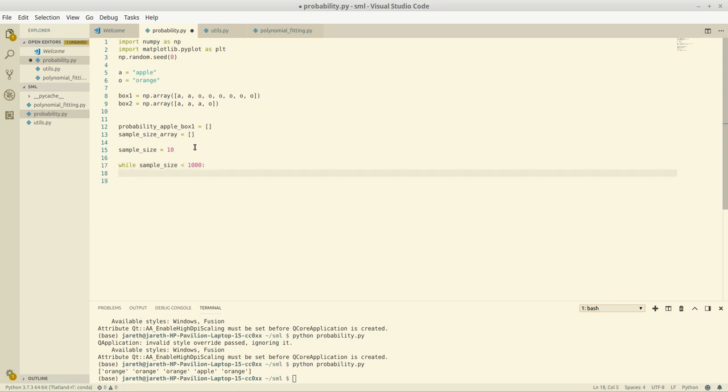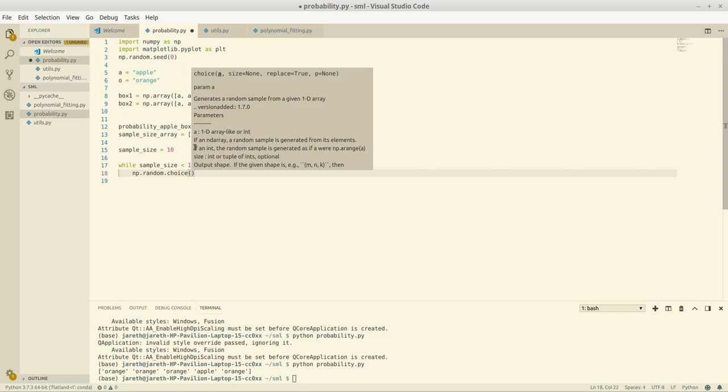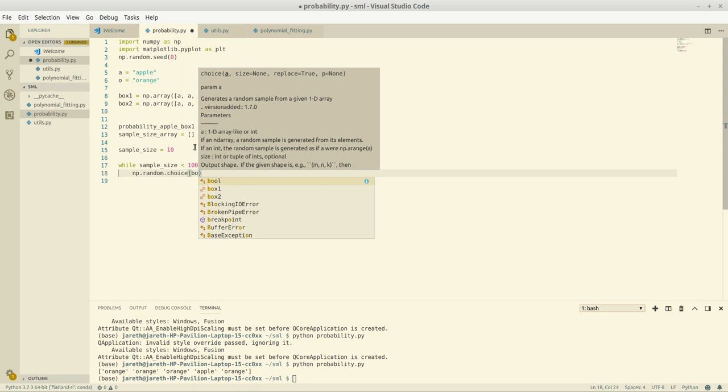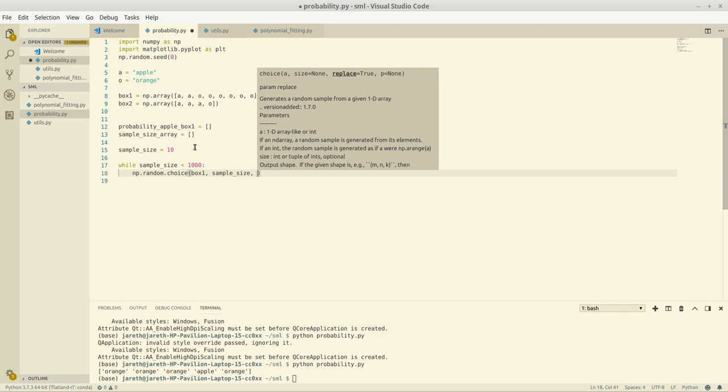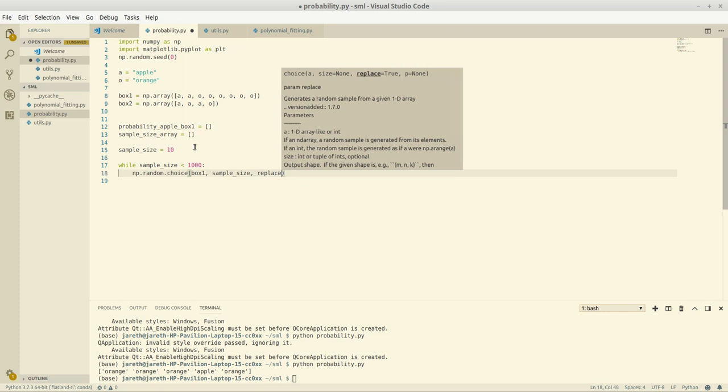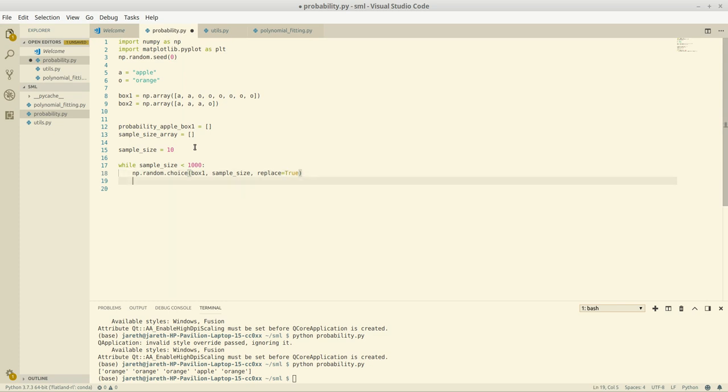So what are we gonna do? First, with a given sample size, so let's say in the beginning the sample size is 10, we're gonna say np.random.choice. So we're gonna randomly choose from box 1. How many things are we going to choose? We're gonna choose sample size number of things, and let's set replace equals true. And we're gonna assign this as our samples.